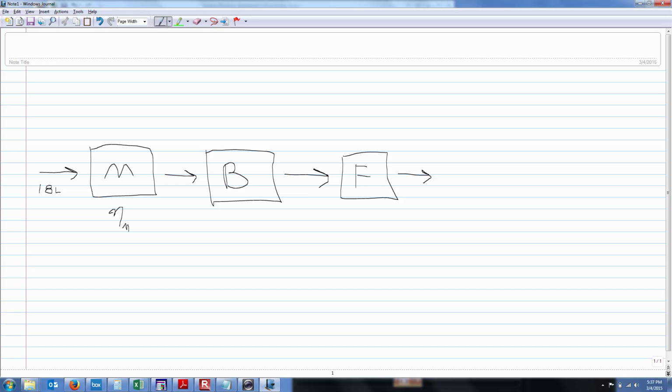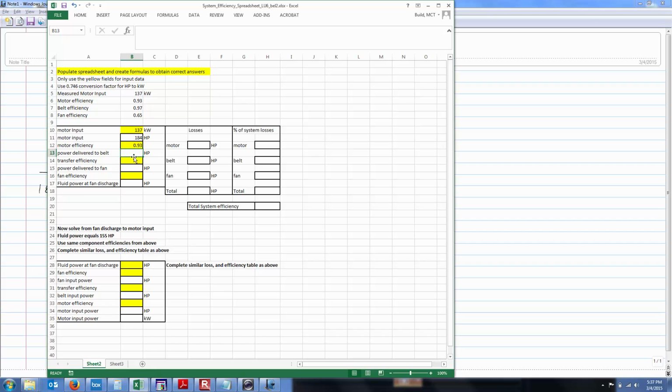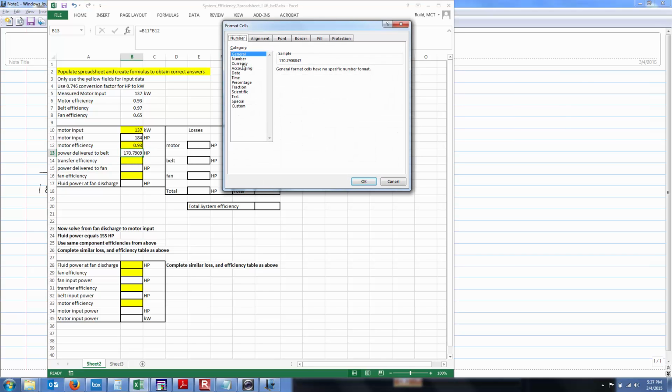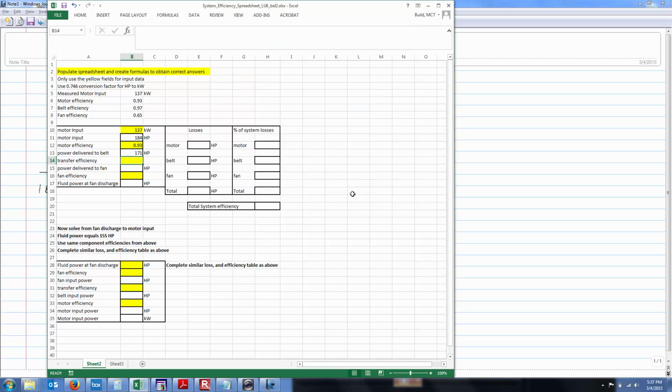184. And we know the efficiency is 93%, that'll tell us how much power comes out of the motor and how much is delivered to the belt. So it just equals this times that number. Perfect. Okay. So the rest should be fairly straightforward.